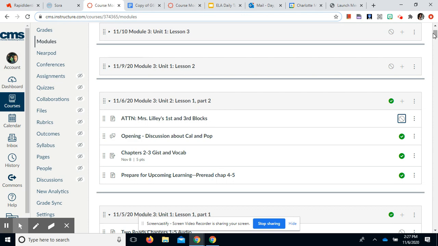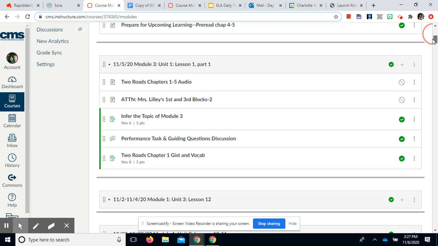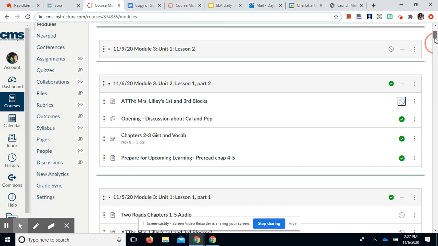The gist and vocab assignment for chapter 1 is at the end of the November 5th module for lesson 1, part 1. And then the gist and vocab assignments for chapters 2 and 3 are in today's lesson, November 6th, which is lesson 1, part 2. All of those assignments are due by Sunday, and then we're moving on to chapters 4 and 5 on Monday.